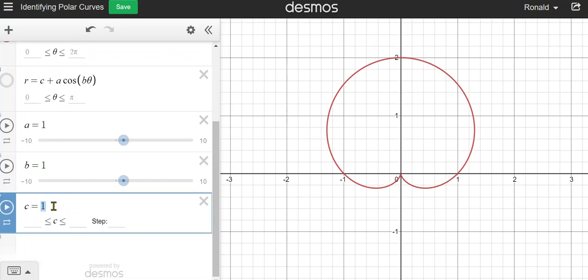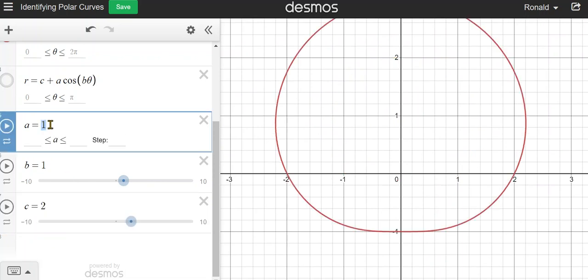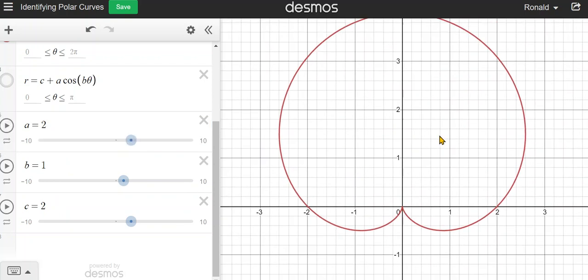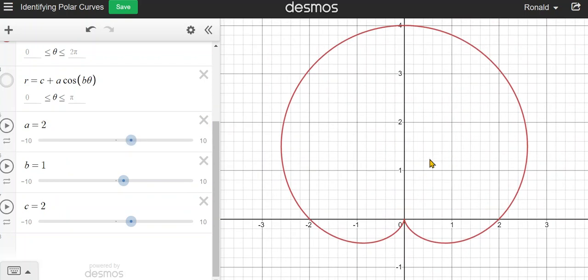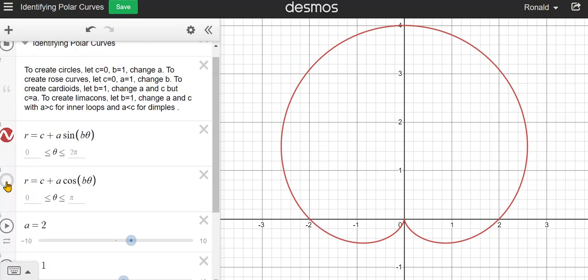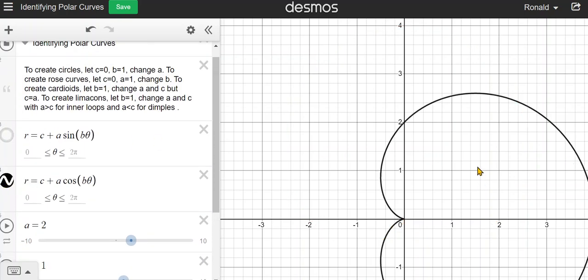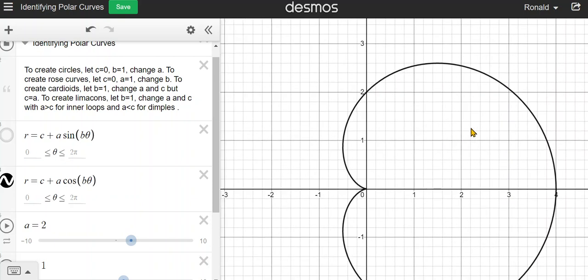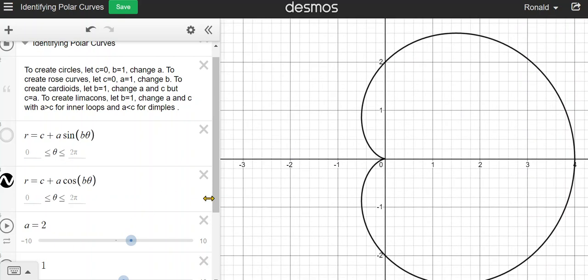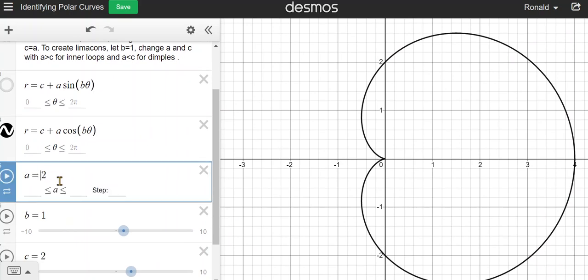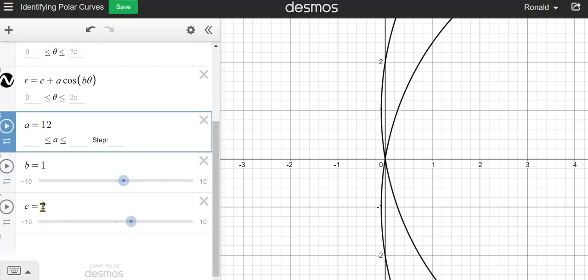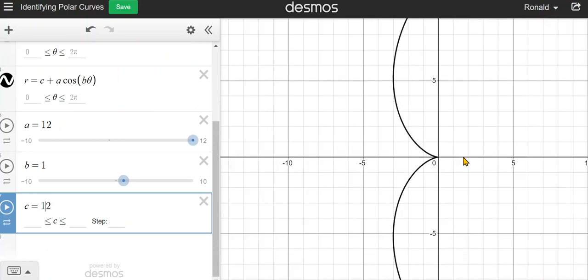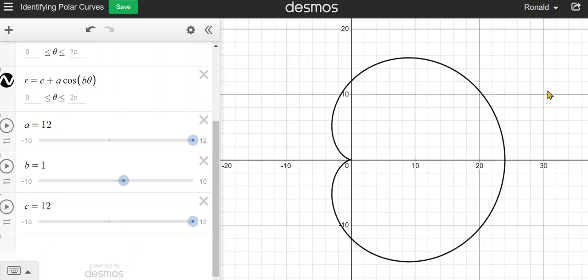If I let C be equal to 2, and I let A be equal to 2, I have the same basic shape. This is called a cardioid because with a little bit of an imagination, it looks somewhat like a heart. A cardioid from the cosine function is simply going to be kind of sideways from the sine function. And we can let A be negative, and then I have to let my C be negative, and we get a cardioid. It looks like that.